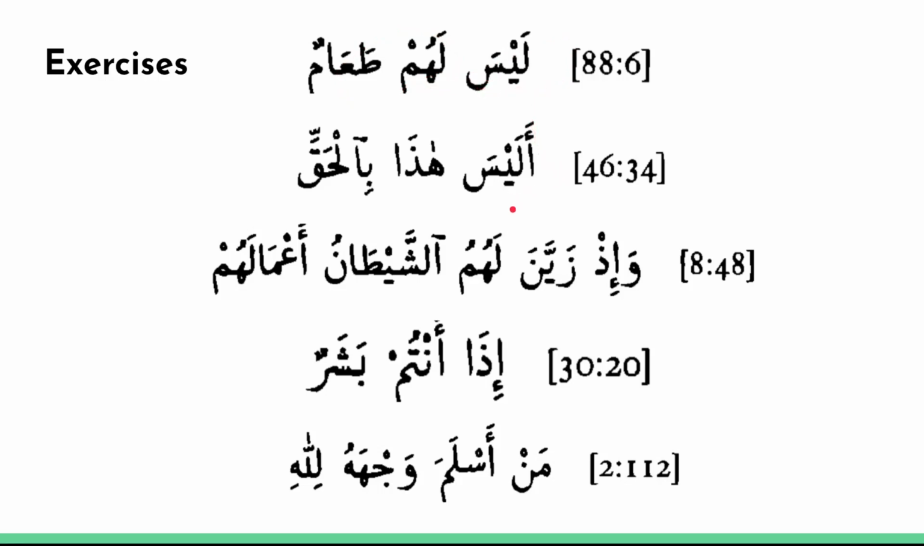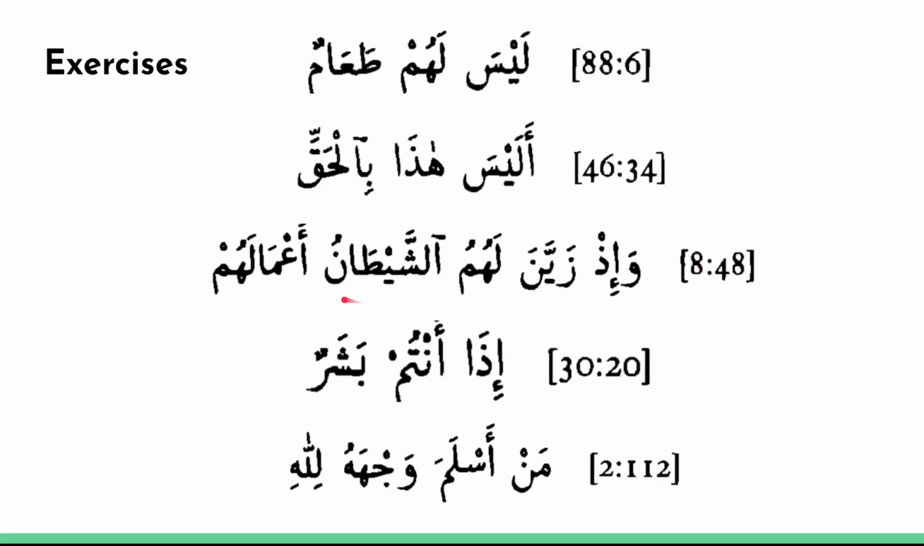Here's another example. أليس هذا بالحق. So again, let's imagine laysa wasn't here, and let's imagine the interrogative alif, the questioning alif, wasn't here either. هذا بالحق, this is the truth. Or هذا الحق, this is the truth. ليس هذا الحق, this is not the truth. And again, we see here the predicate of laysa takes the be prefix. ليس هذا بالحق, this is not the truth. أليس هذا بالحق, that turns it into a question. Is this not the truth?